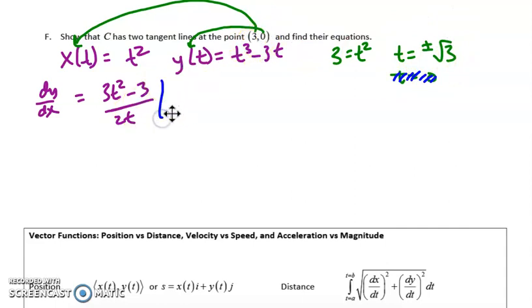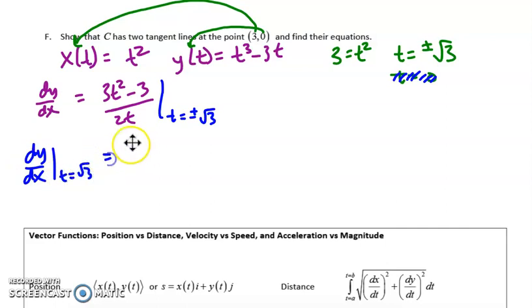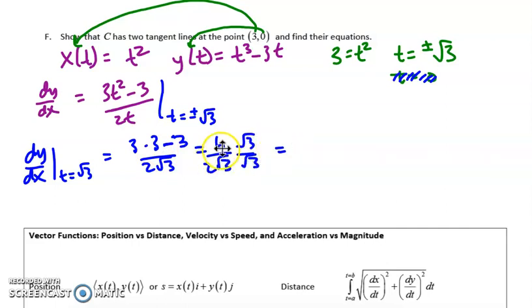I'm going to plug each of them individually into my dy/dx to get the slope. So I have dy/dx such that t equals the square root of 3. That gives me (3 times 3 minus 3) over 2 root 3. So I have 9 minus 3, or 6, over 2 root 3. And I would like to rationalize. That gives me 6 root 3 over 2 times 3, which is 6, which leaves me with just root 3.